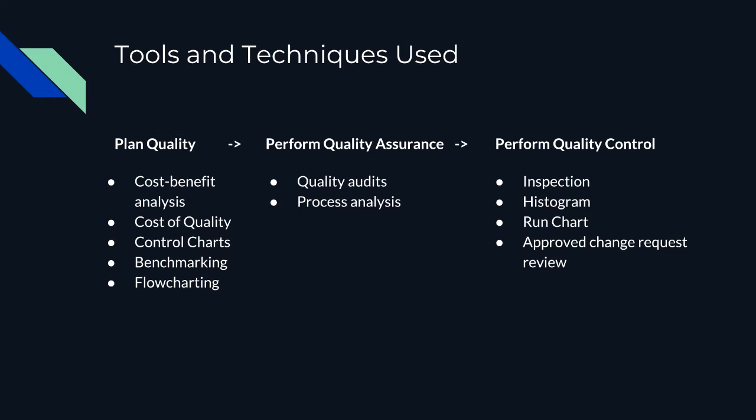Some of the tools that are used in quality planning are cost-benefit analysis, cost of quality, control charts, benchmarking, and flowcharts. The tools and techniques used to perform quality assurance were mentioned in the other slide. These are performing audits and analyzing the project systems for any issues. Lastly, for when you perform quality control, you can approve change requests, perform inspections, create run charts, and/or histograms.